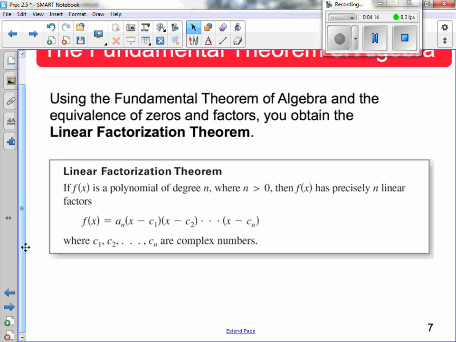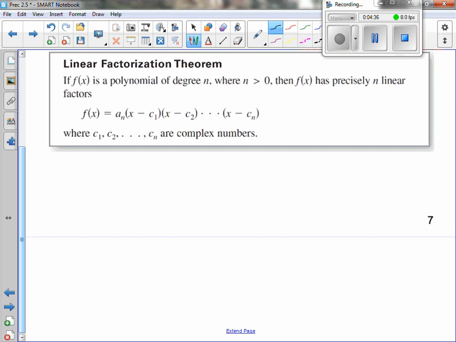Moving on. The fundamental theorem of algebra, the linear factors. So a polynomial function has precisely n linear factors. The number of solutions. We can also write them as linear factors. And that works with complex or irrational. So if we have square roots, we can write them as linear factors. Because we can say that it is x minus 3. Because we've dealt with those.